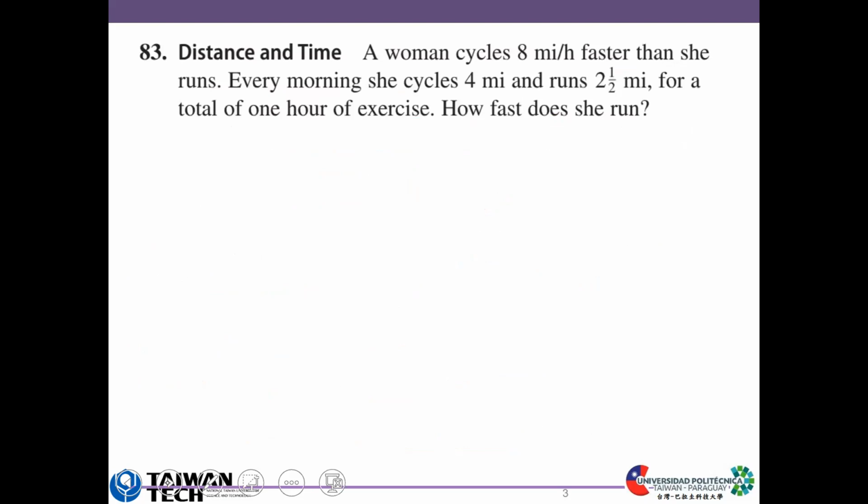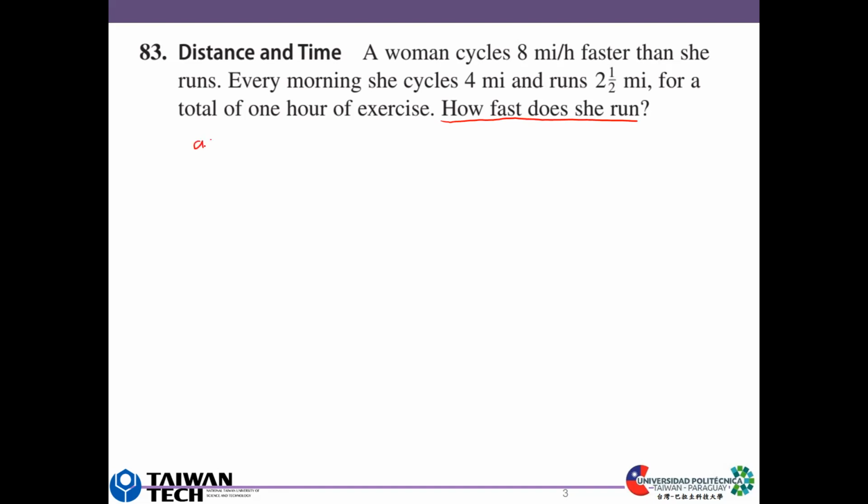For the next question, problem 83: a woman cycles 8 miles per hour faster than she runs. Every morning, she cycles 4 miles and runs 2.5 miles for a total of 1 hour of exercise. How fast does she run? The easiest way is to assume she runs x miles per hour.